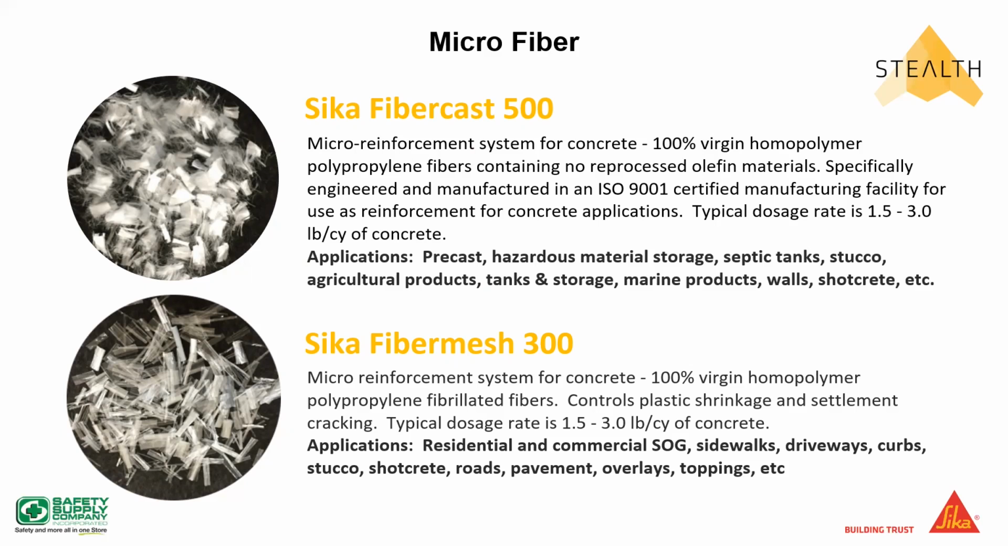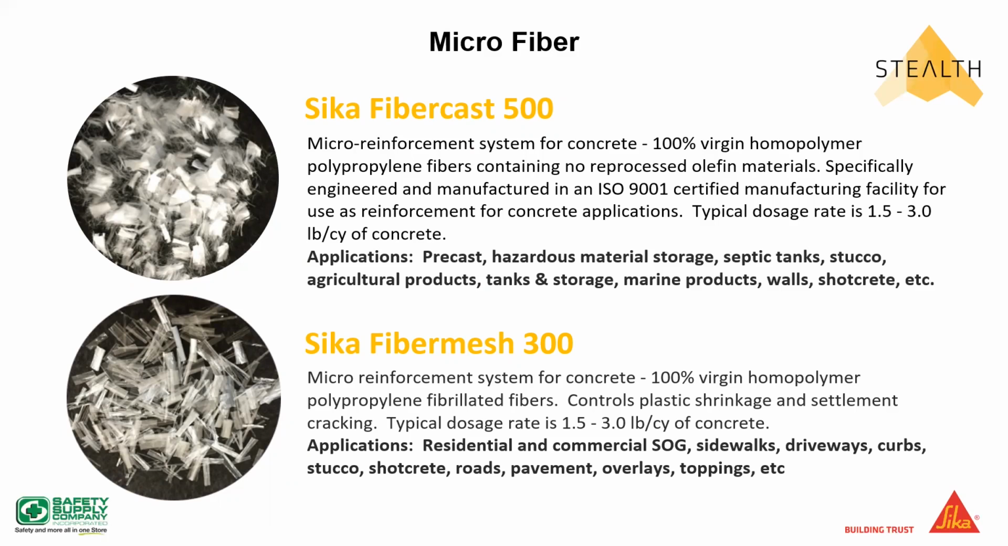And you're going to see a better picture of it in about 2 slides. But a fibrillating microfiber will do everything that a monofilament microfiber will, but it will provide additional security when it comes to drying shrinkage. So you get a little more help on your drying shrinkage crack prevention with the Fibermesh 300. These two products are the ones that I had found that Safety Supply had been ordering.